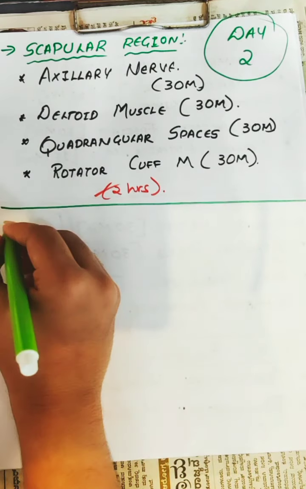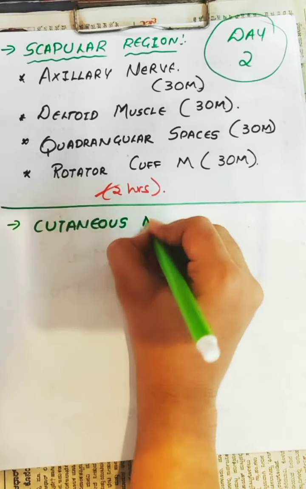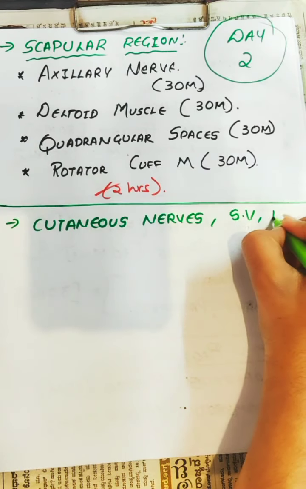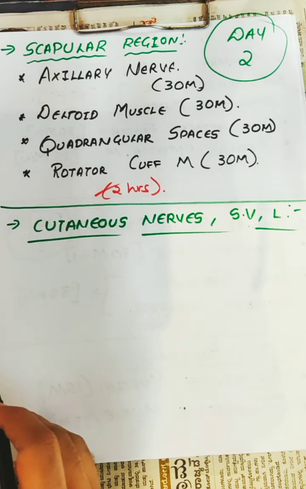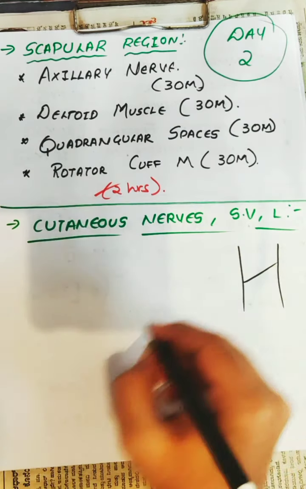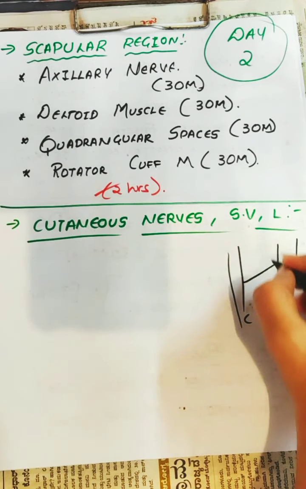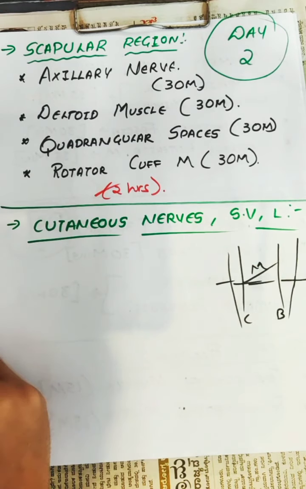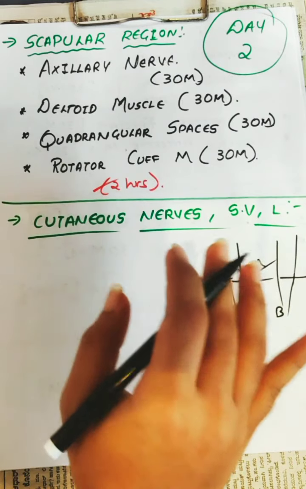The next topic is cutaneous nerve, and superficial veins of the limbs. In this topic, try to be thorough with this part. This is your forearm, remember this diagram. This is the cephalic vein, this is the basilic vein, and the median cubital vein, where usually the IV injections are given. Study these 3 properly, because this question is very, very important.